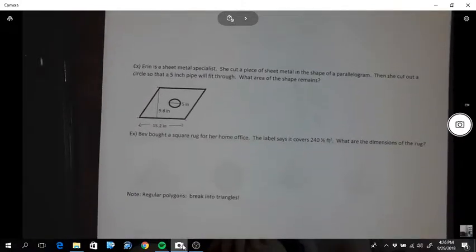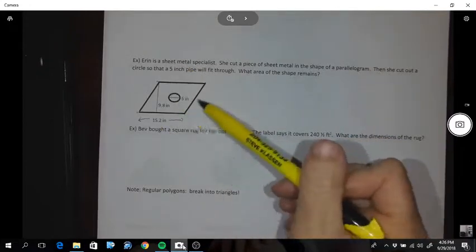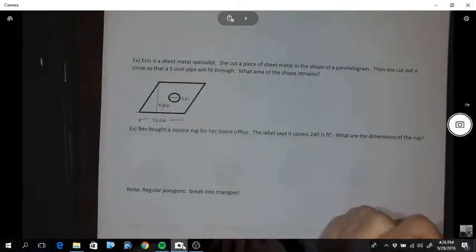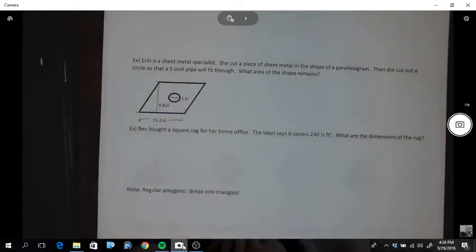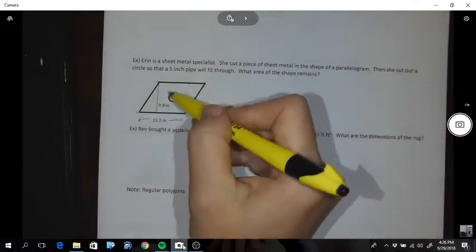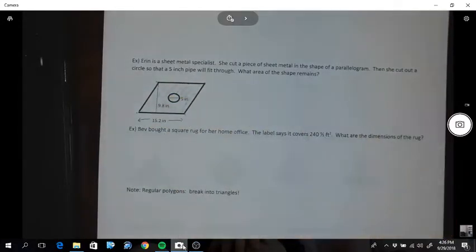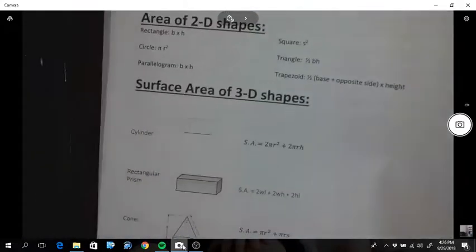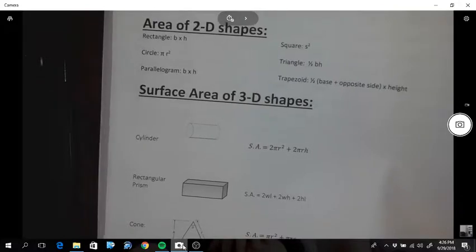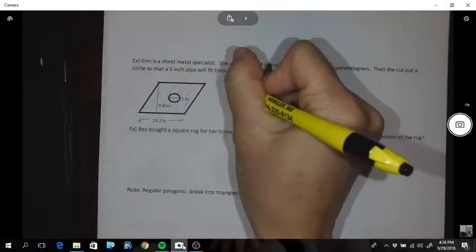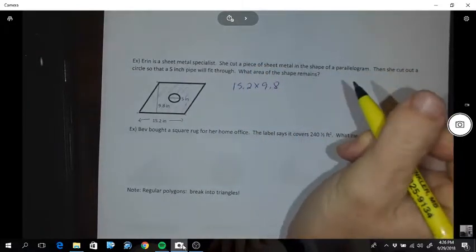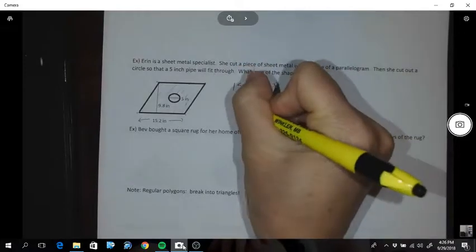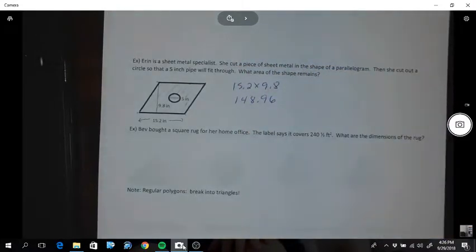Okay, next question. There is a piece of sheet metal right here, which is a parallelogram. So Aaron is going to make this cut with a circle in the middle. So we want to know how much area is left, so around like that. Okay, so finding on your sheet, the formula for a parallelogram is base times height. So base is 15.2 times height, which is 9.8. That comes out to a parallelogram area of 148.96.